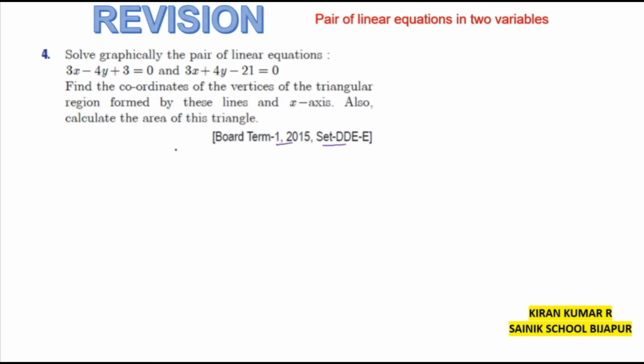Solve graphically the pair of linear equations 3x minus 4y plus 3 equal to 0 and 3x plus 4y minus 21 equal to 0. Find the coordinates of the vertices of the triangular region formed by these lines and the x-axis. Also calculate the area of this triangle. First we need to plot the graph. We get a triangle formed between the x-axis and the two lines. We need to find out the area of the triangle.